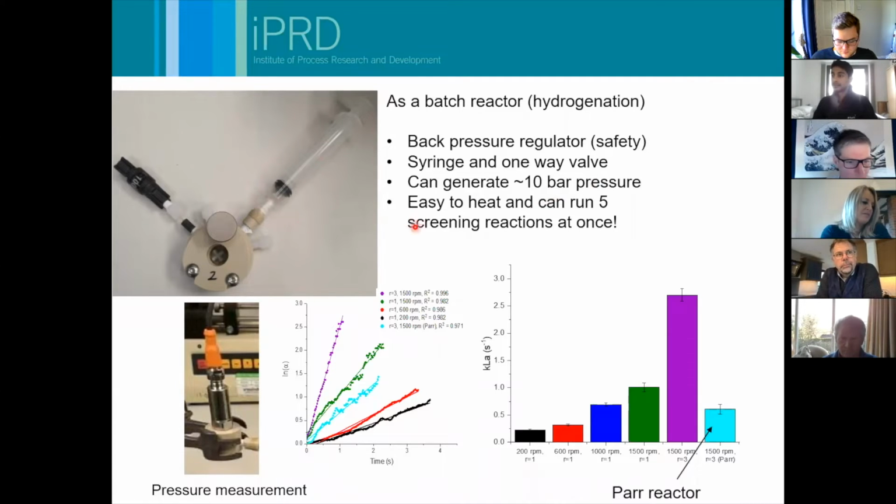Okay. The nice thing about the fReactor system is you get 5 of these, so it's very easy to heat and run 5 screening reactions at once. And I think John might mention something about those.